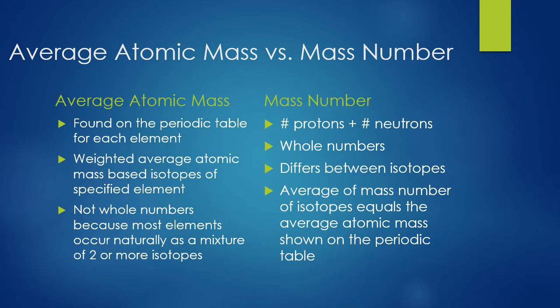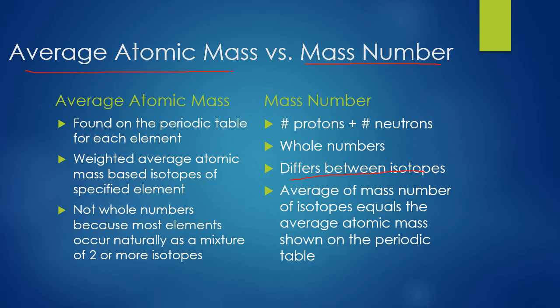So we've looked at mass number mainly, where we're using the protons and the neutrons to come up with a mass number, and that's a whole number. The mass number differs between isotopes. Isotopes, once again, are atoms of the same element with different numbers of neutrons, making their mass numbers different.